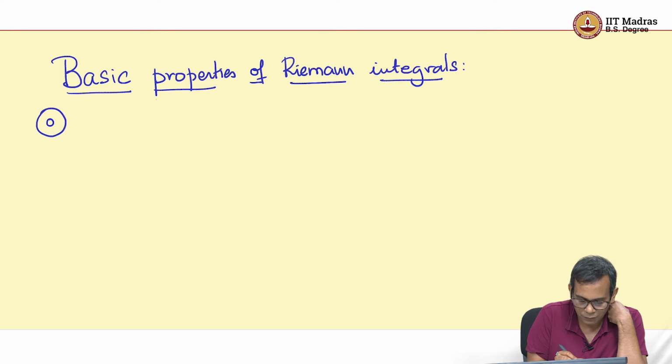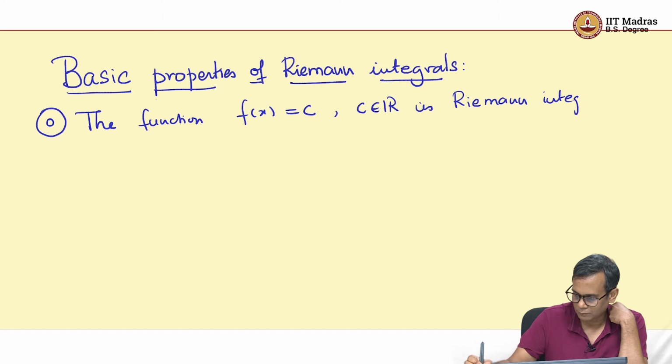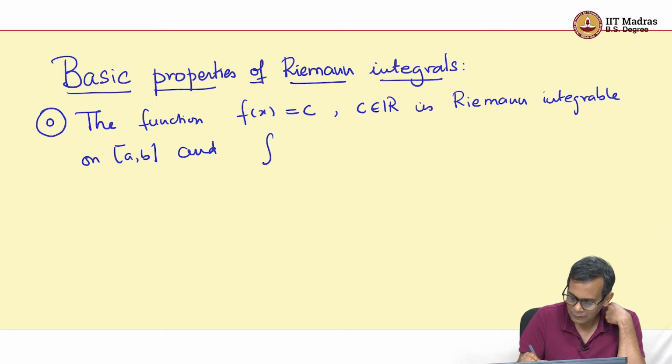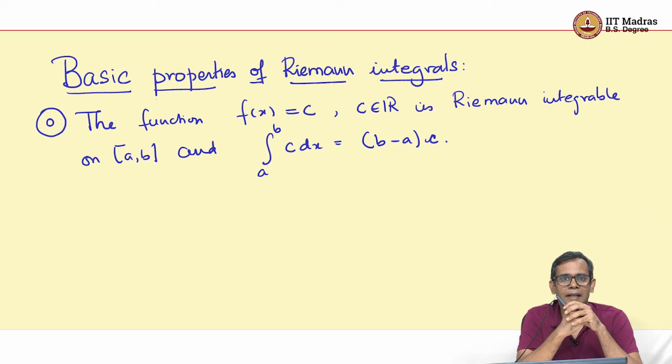So, the function f of x equals c, the constant function, is Riemann integrable on every interval a b. And what is its Riemann integral? The integral from a to b of c dx is just b minus a times c. Geometrically, this is just seeing that the area of a rectangle is the base into the height.